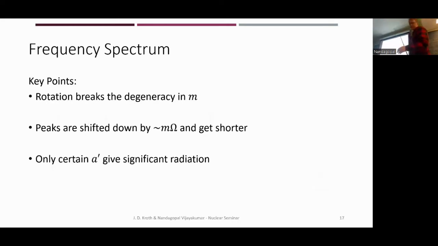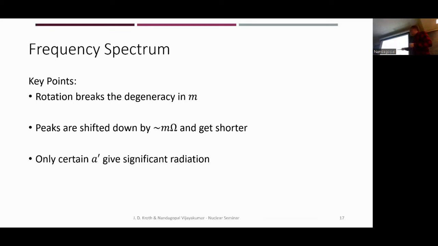Just to reiterate the key points: we break our degeneracy in m. That's something that we can see in the spectrum. Our peaks are shifted down by roughly m omega, and they also get shorter. There was one line that was taller than the rest. That was the no rotation line, and essentially we're splitting that up into many peaks in the case with rotation. And finally, only certain a prime give significant radiation.